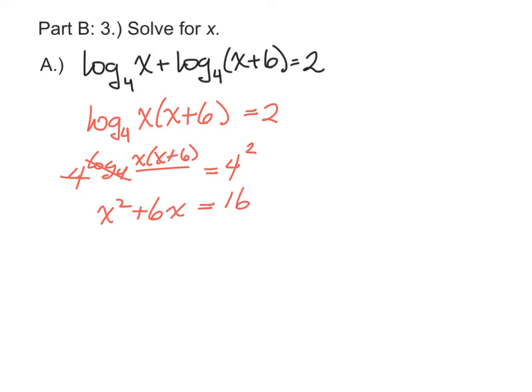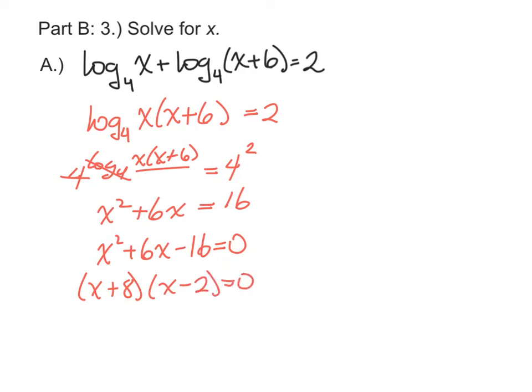Normally we just start solving like a normal equation. We do again, it's just now we have a quadratic equation, and in order to solve those, we need to get it equal to 0 first. So I'm going to subtract 16 from both sides to get it equal to 0. Now I can factor it into x plus 8 and x minus 2. So my two solutions would be that x is equal to negative 8 and x is equal to positive 2.